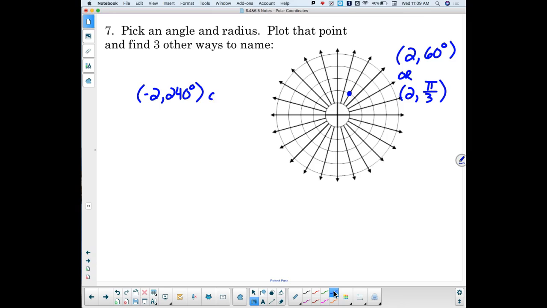Would you also agree with -2, 4 pi over 3, if we were in the radian form of it? Okay, love it. And that's 1. Need 2 more. Positive did. Negative did.